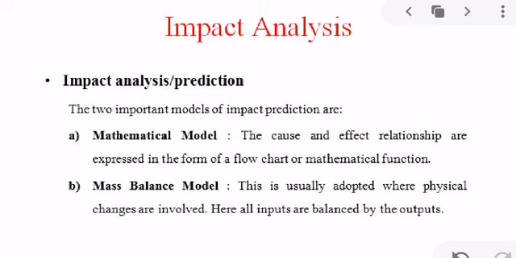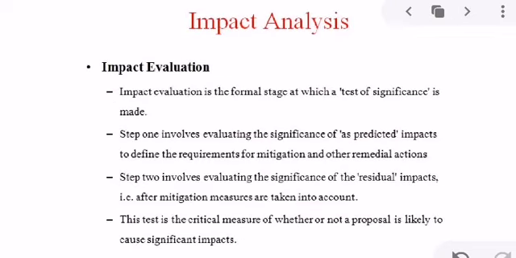The mass balance model is usually adopted where physical changes are involved. Here all inputs are balanced by the outputs. By making small changes in outputs, we manage the inputs. That is called the mass balance model. So there are two important types of models: the mathematical model and the mass balance model.